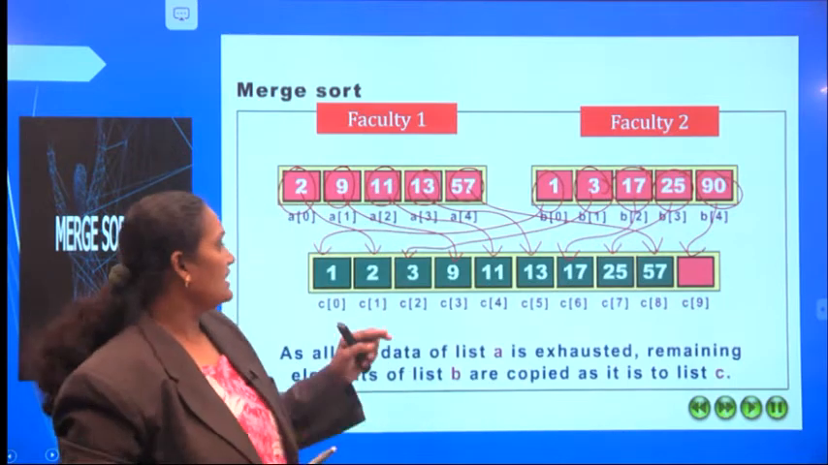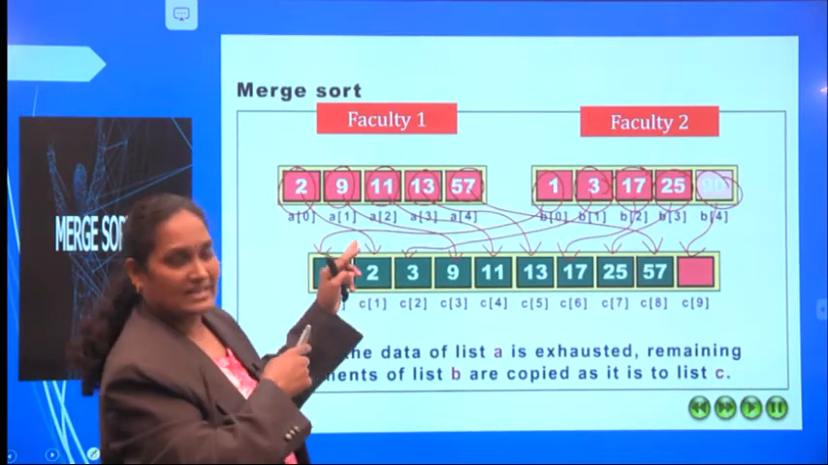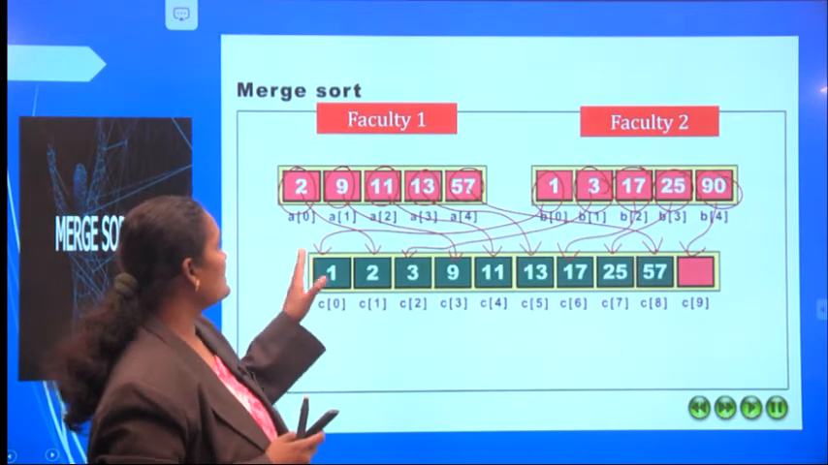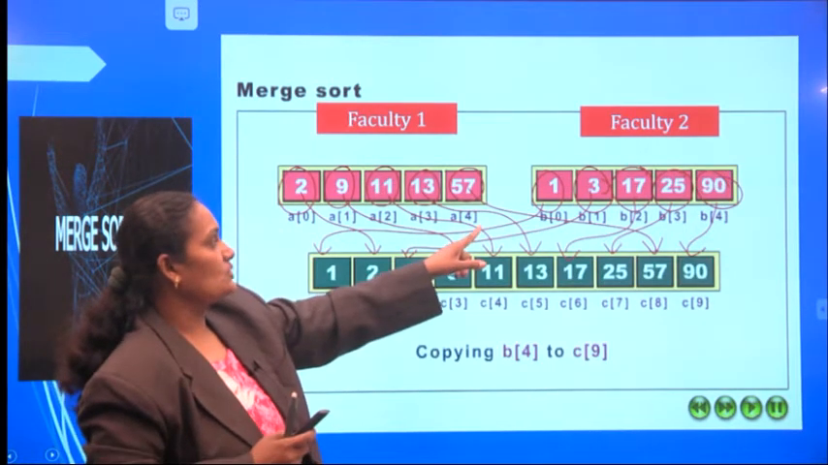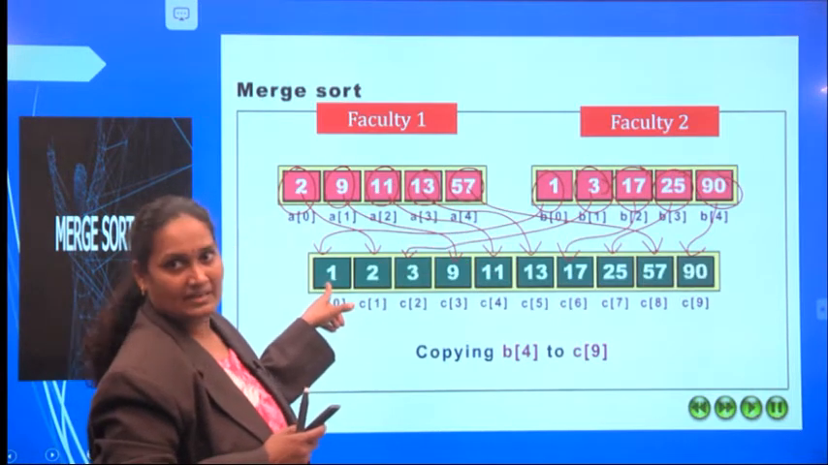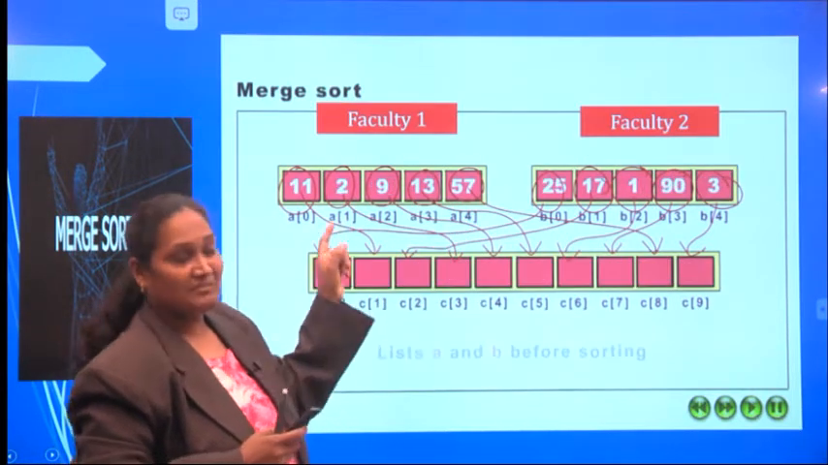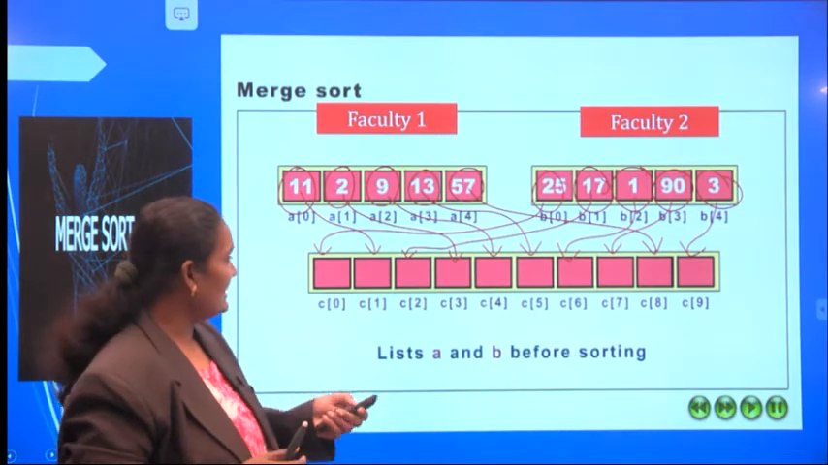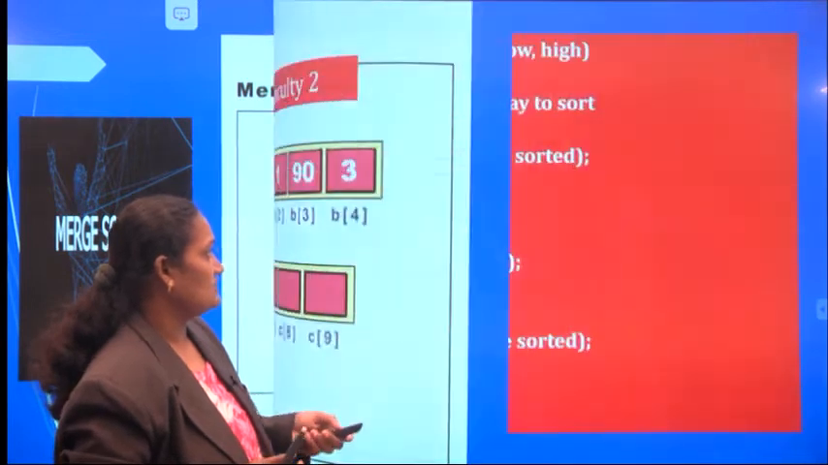So like that, we are going to merge two sorted subarrays. How are we going to merge the two sorted subarrays? First, we compare the first two elements. Whichever is less is copied here. From whichever subarray we copied, we consider the next element from the same subarray. So we continue that procedure to merge.